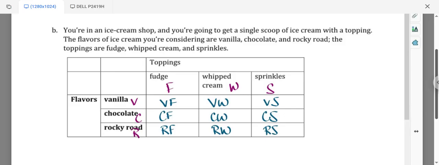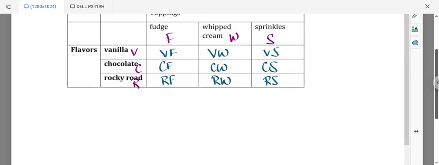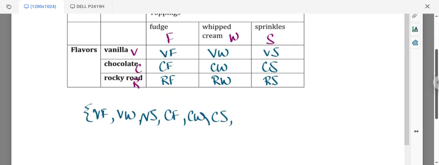Okay, so this list isn't too bad to actually list the sample space. It doesn't matter. So for me, I'm listing all the vanilla options, then all the chocolate options, then all the rocky road options. You could list all of the fudge options, the whipped cream options. As long as all 9 options are there, you're fine. There's no particular order that these have to be in.